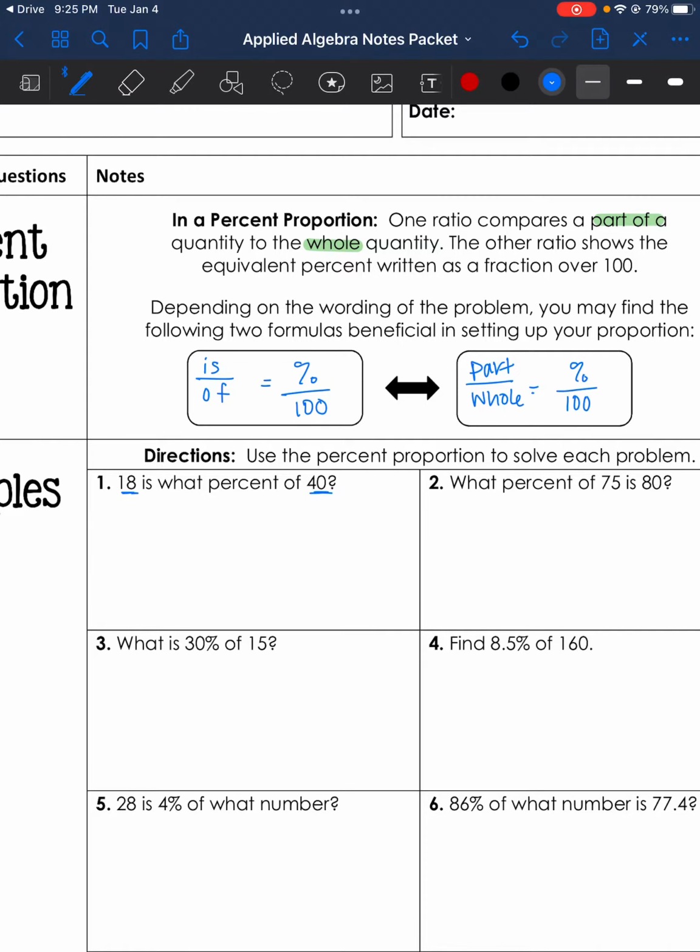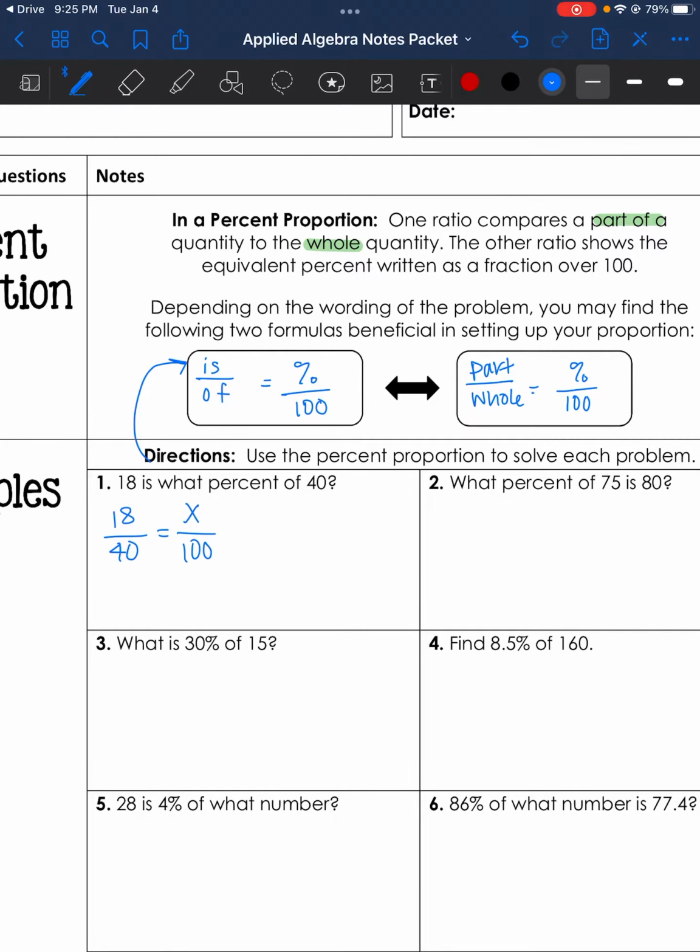I'm sorry, let me back up. It is the part and the whole, but we also have "is": 18 is, which is going to go on top. So 18 over, and then "of 40," 40 is going to go on the bottom. That's what that first one is there for. So 18 is what? This is equal to what percent? Well, we don't know yet. That's where we're going to put our x. And this one's always over 100 because our percentages are always out of 100.